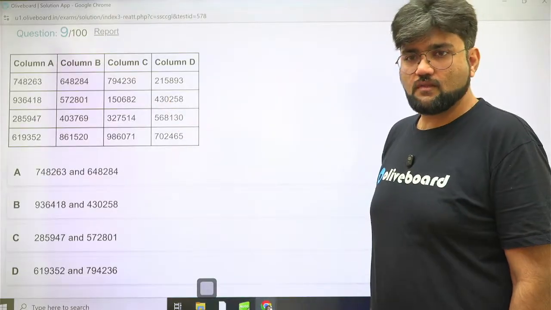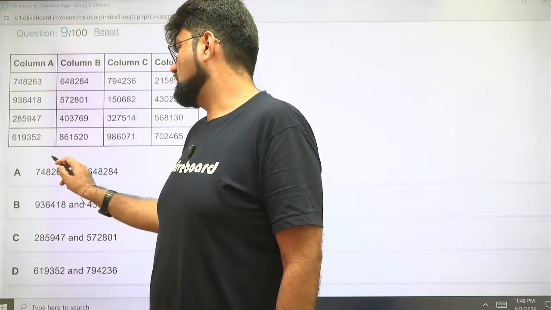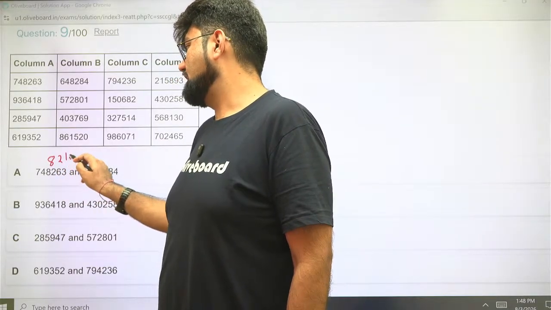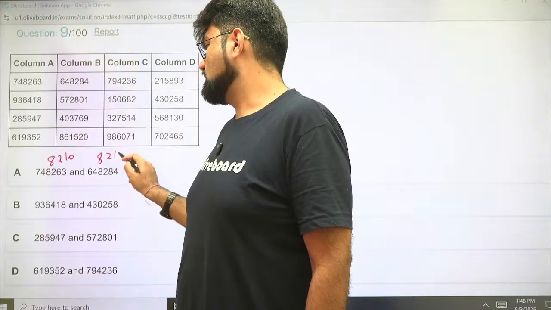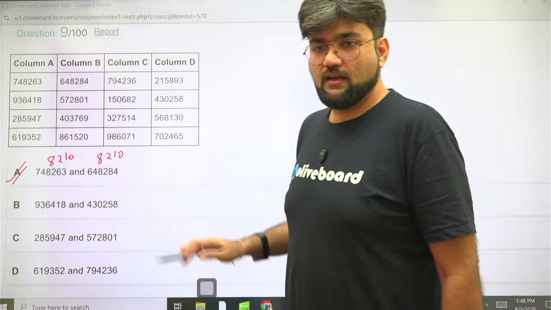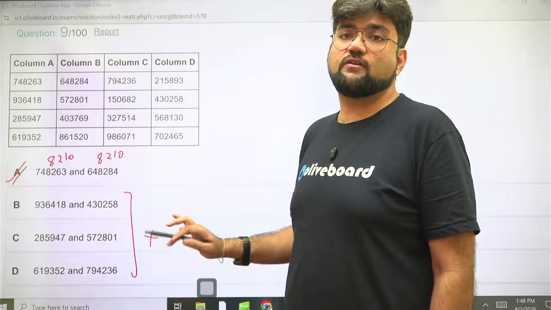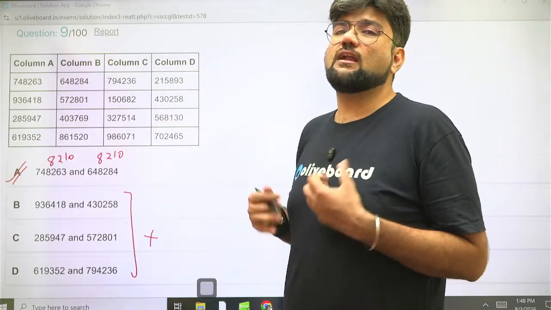When we check, we see that the code here is 8, 2, 7 plus 3, 10. The code here is again 8, 2, 6 plus 4, 10. Codes are the same, so these two belong to the same center. If you check the other 3 options, they do not belong to the same center. They're all different codes. But we just got lucky here.